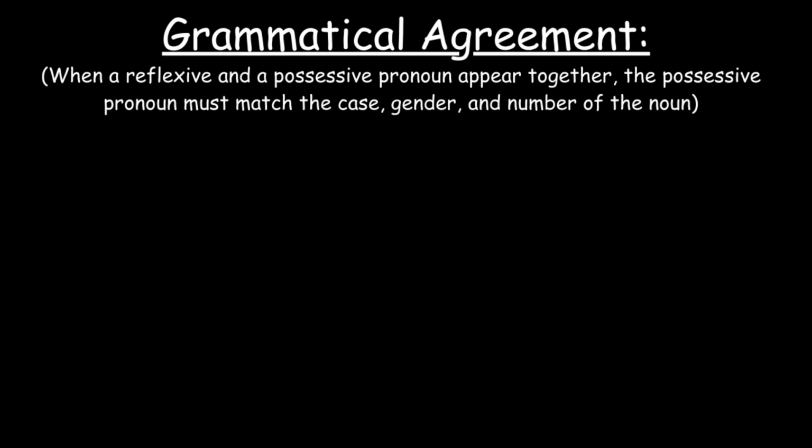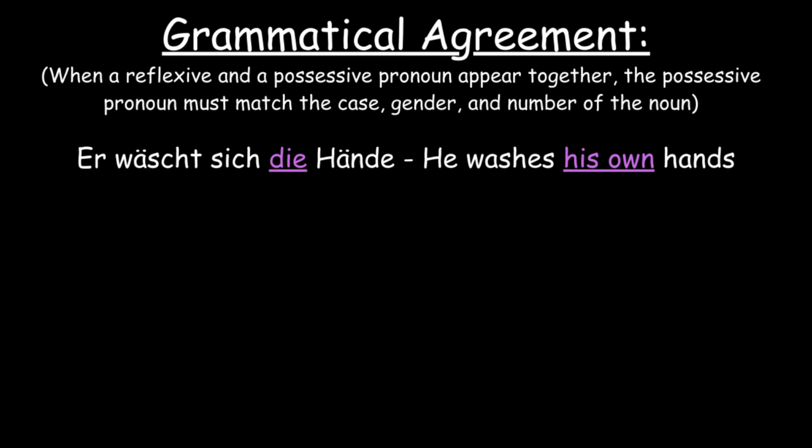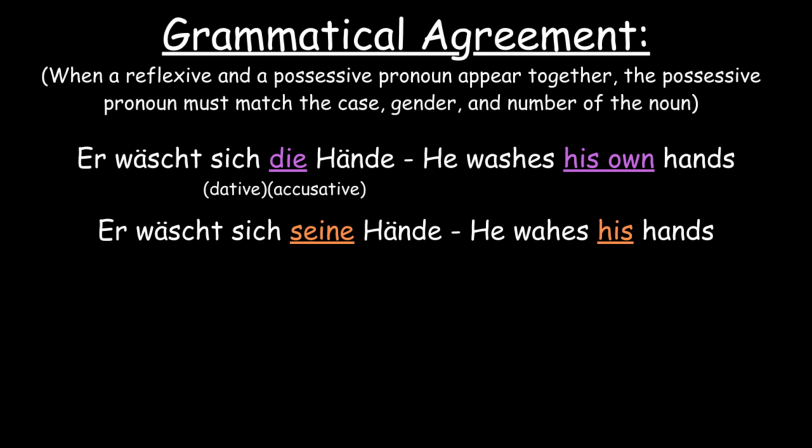When a reflexive and a possessive pronoun appear together, the possessive pronoun must match the case, gender, and number of the noun it refers to. Wäscht sich die Hände. The definite article die is accusative, and sich is dative, showing the object being acted upon. An example with a possessive pronoun is wäscht sich seine Hände. Seine Hände is accusative because it's the direct object of the verb.